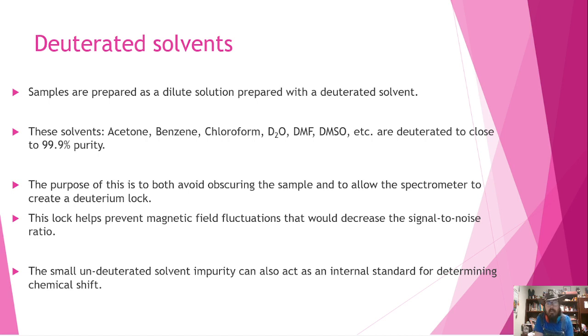But we will always have a little bit of solvent impurity in there. It can be used as an internal standard, much like TMS. And so we often use deuterated solvents like deuterated benzene, deuterated chloroform, deuterated acetone, deuterated water, deuterated DMF, deuterated DMSO, dimethyl sulfoxide. It all depends on how organic or how polar the compound is that you wish to study. But that is the theory.